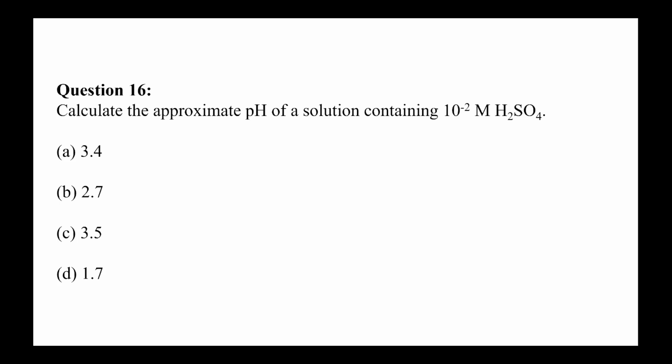Next question is also very simple. Calculate the approximate pH of a solution containing 10 raised to the power minus 2 molar H2SO4 solution. So H2SO4, till now we have been solving questions for monoprotic acid. The only difference is we have two protons now, 2 H plus ions. So one H2SO4 will dissociate into 2H plus and SO4 2 minus.